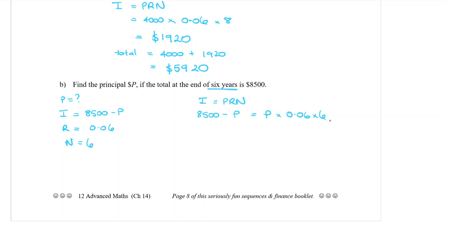Okay, best thing to do would be to times these things together first. So 0.06 times 6 is 0.36 P. And then I want to collect the P's up. So this is negative P. Let's move that across the other side. So we will have 1.36P equals 8,500. And then all we need to do is divide by the 1.36.